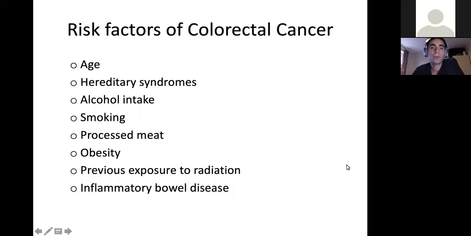So important things. What are the risk factors of colorectal cancer? Age, hereditary syndromes, which we'll go through in a later slide, alcohol intake and smoking. When thinking about risk factors, to help you classify them, think about modifiable and non-modifiable risk factors. The non-modifiable here would be age and hereditary syndromes, and the modifiable would be the others in terms of smoking, dietary habits, and exposure to radiation.